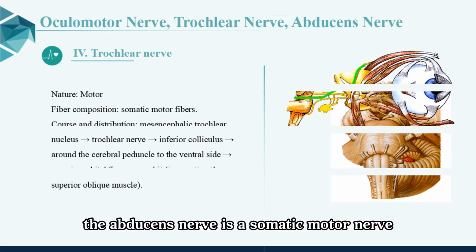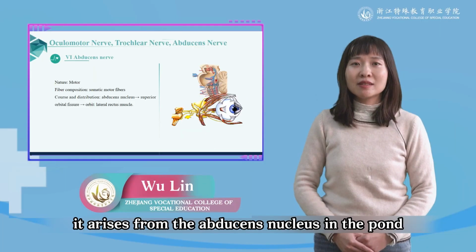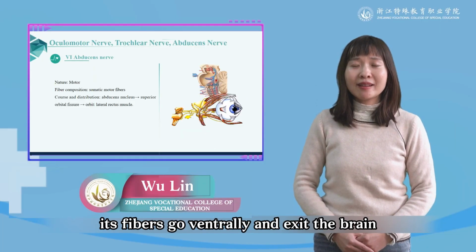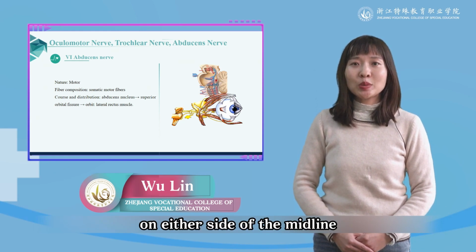The abducens nerve is a somatic motor nerve. It arises from the abducent nucleus in the pons. Its fibers go ventrally and exit the brain at the pontomedullary junction, on either side of the midline.